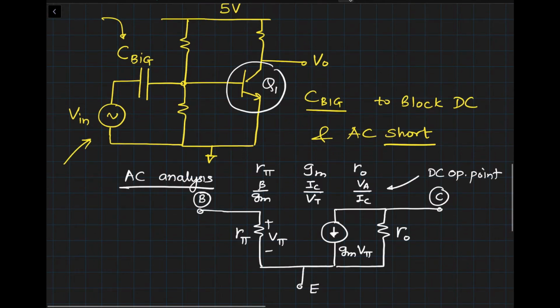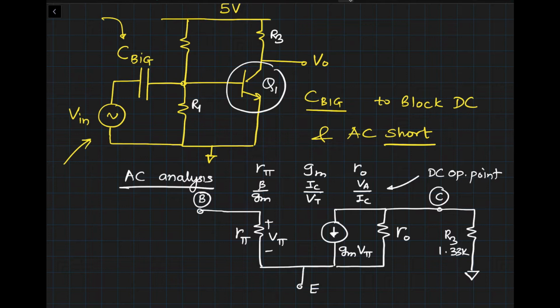As I said, the resistor, let's call this R3, is connected from output to 5 volts, and 5 volts we are going to connect to ground for the purpose of the AC analysis. So here in this case it would go from collector to ground. This would be R3, 1.33K.